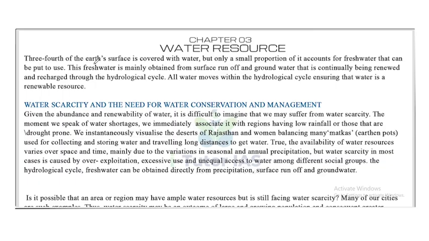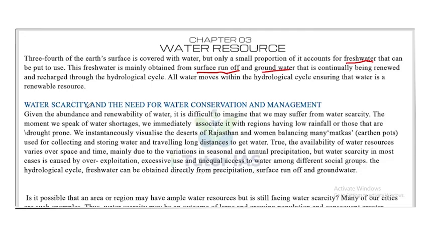3/4 of our Earth's surface is covered with water, but only a small portion of it accounts for fresh water that can be put to use. This fresh water is mainly obtained from the surface runoff and groundwater that is continually being renewed and recharged through the hydrological cycle. All water moves within the hydrological cycle, ensuring that water is a renewable resource.